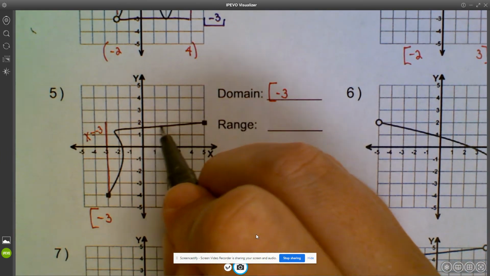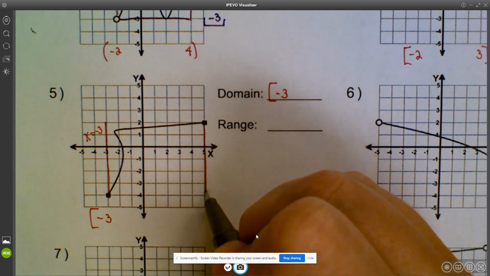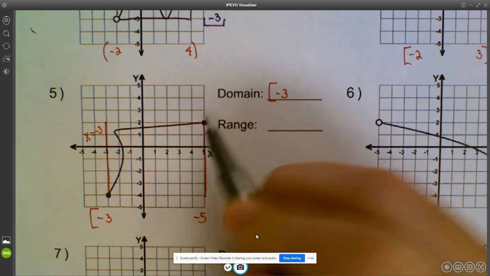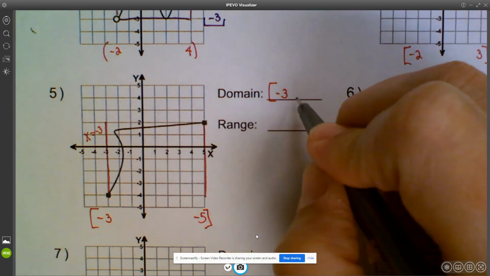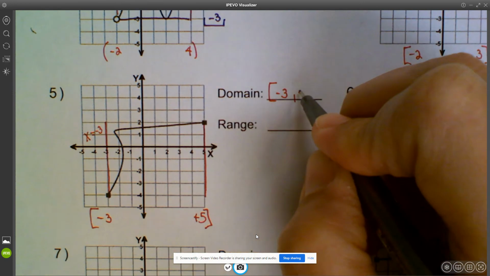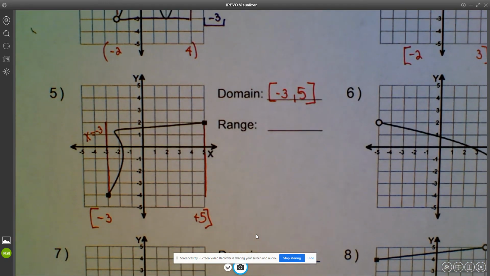This graph travels all the way over to x equals 5. So my upper bound is 5, and it's on a closed circle. So we're going to put a bracket there. +5, my bad. All right, there we go. So it goes to +5. My bad, y'all.